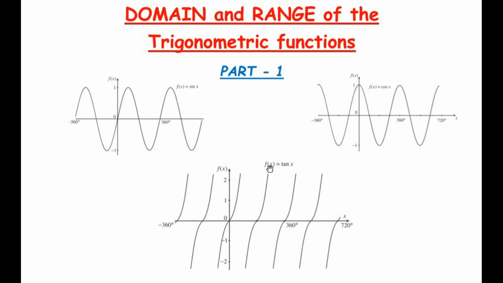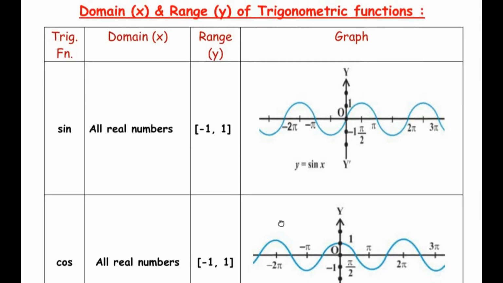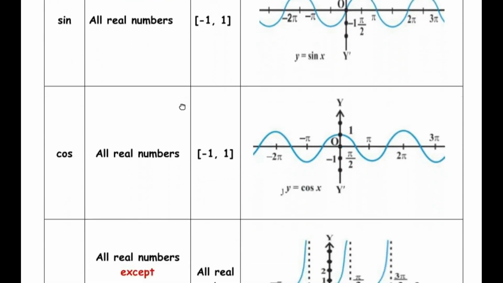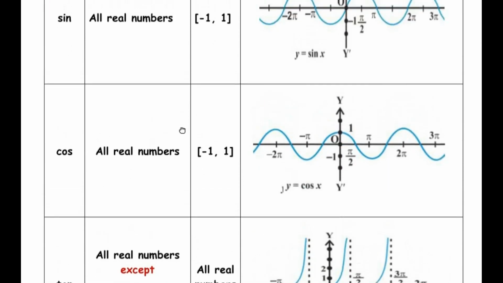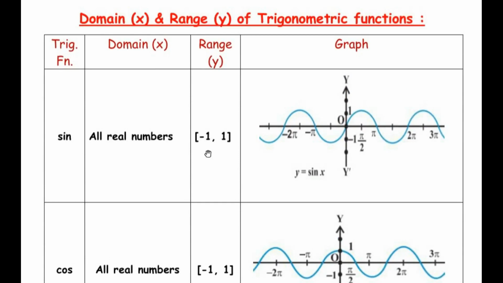Now here you can see that I have made a table, and in the table you can find all three trigonometric functions, that is sine, cosine and tangent, and their respective graphs, with the domains and the ranges mentioned. First of all, let us understand what we mean by the domain and the range. Domain represents all the x values on which the trigonometric function is drawn.